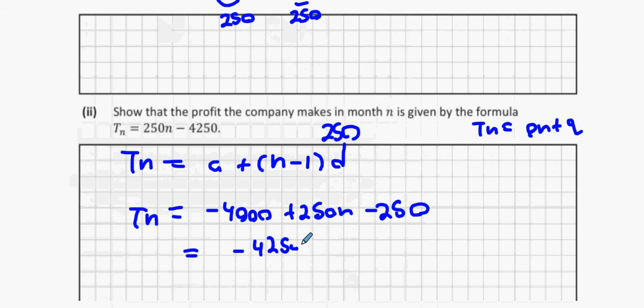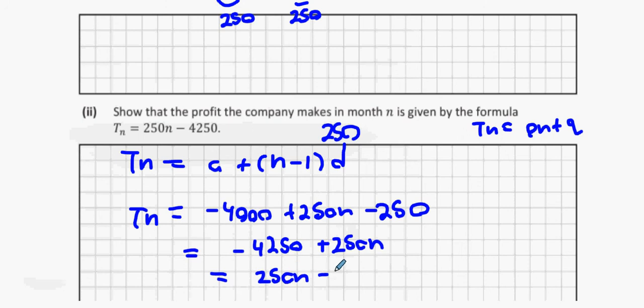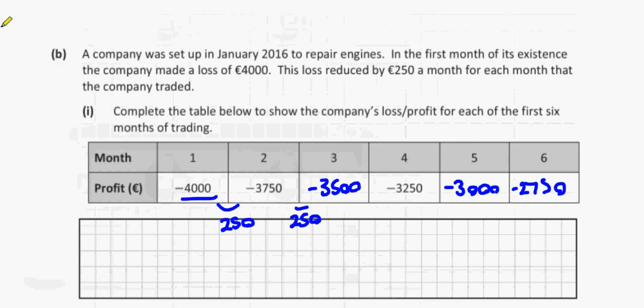And then what do we get here? 250 plus... Okay, so I'll just rearrange that. 250n minus 4,250. In this case, P would be what number? P would be 250. And Q would be minus 4,250. Is that okay with you guys? Awesome. All right.